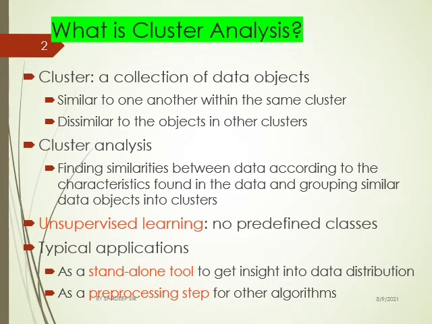In general, a cluster is nothing but a collection of data objects which are similar to one another within the same cluster. That means elements within the same cluster have the same properties. On the other hand, objects in different clusters are different. So these are dissimilar to the objects in other clusters. Elements in one cluster are different from elements in another cluster.